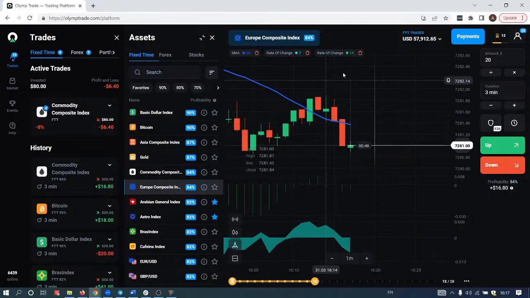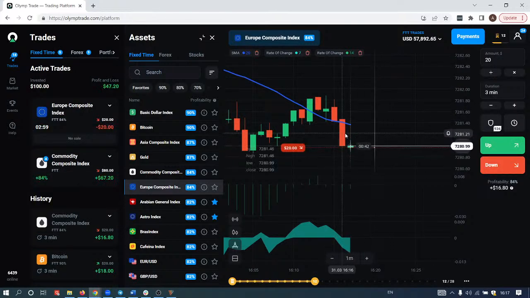Okay, another example here. Europe Composite Index. I think everything is pretty clear. So we are trading here. Price is trading below the 20 SMA. This one is below the 0 line, and the 7 rate of change is also below the 0 line. So basically all 3 conditions are there, so we can open a down trade. So beautiful, right?